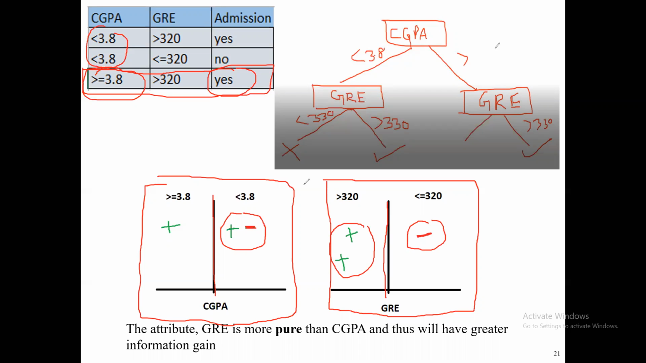So for GRE, we can come up with a conclusive answer, right, for each of the classes of GRE. But on the other hand, for CGPA, if CGPA is less than 3.8, we have to look at the second attribute, which is GRE. So if the CGPA is less than 3.8, but the GRE score is greater than 320, the label is yes. But if CGPA is less than 3.8 and GRE is less than 320, the label is no. So we have to split our decision tree twice.